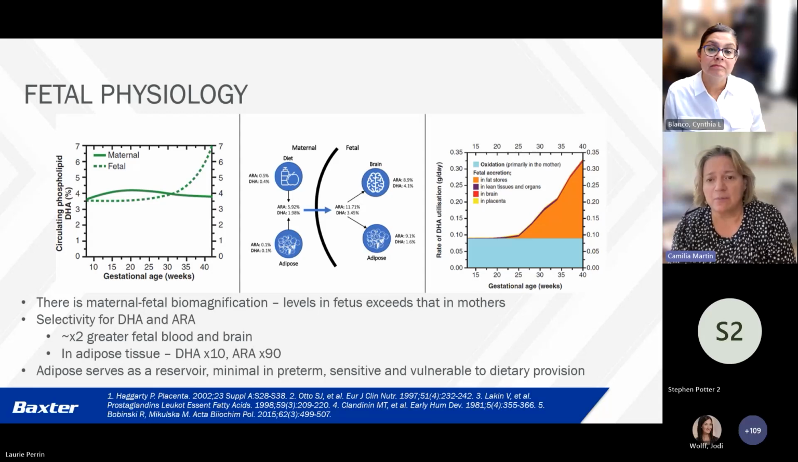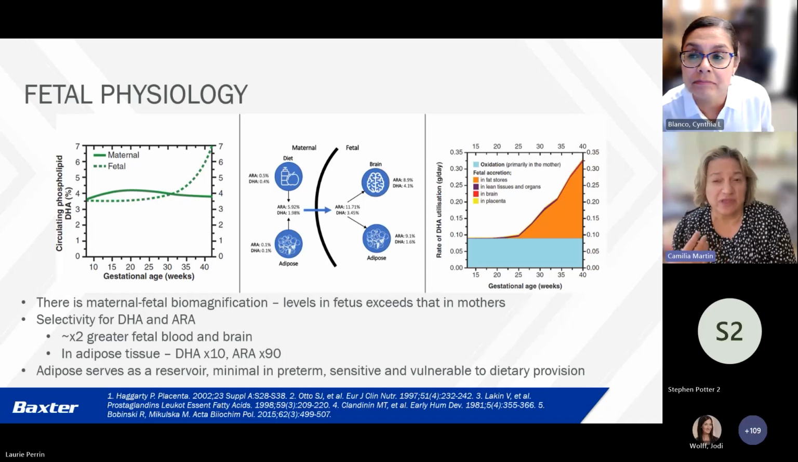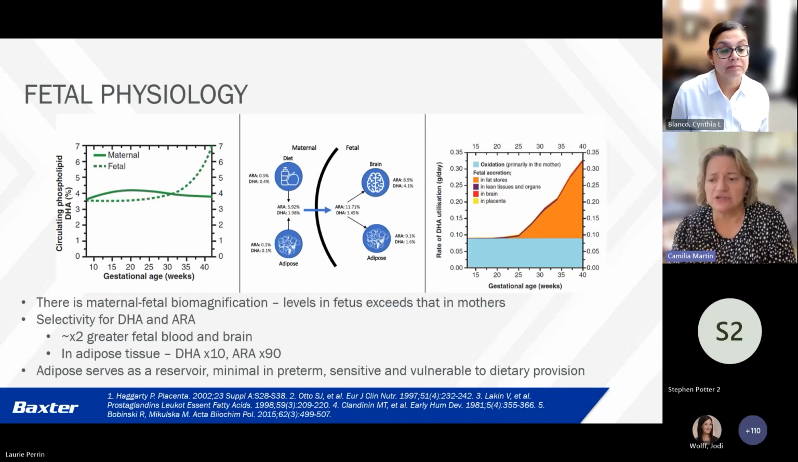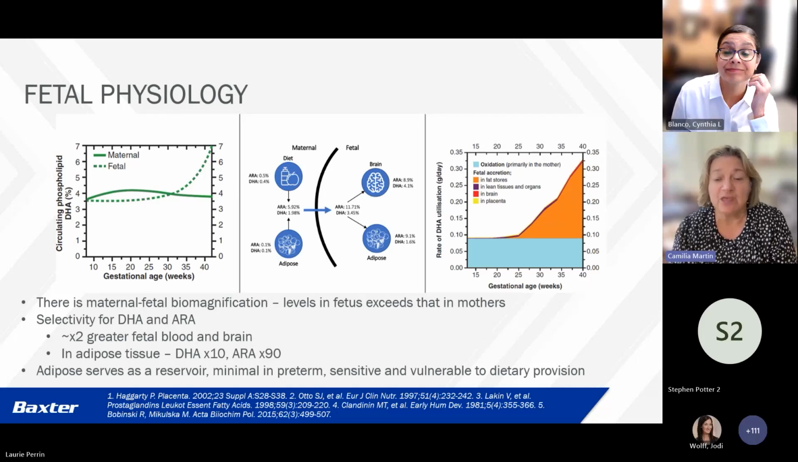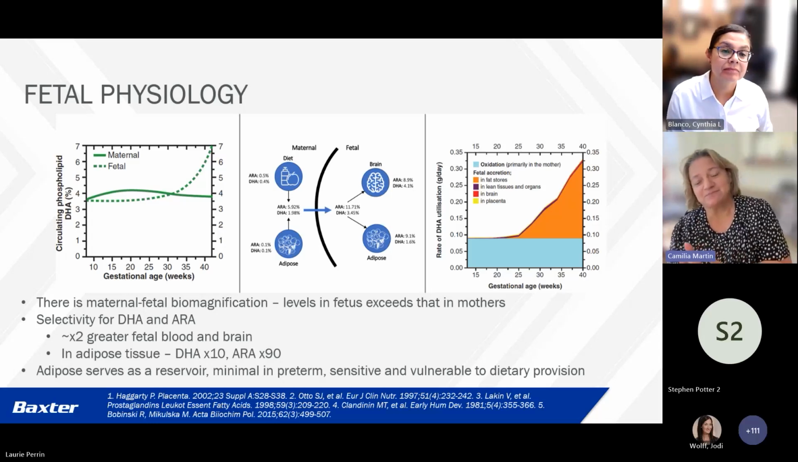On the right is just a reminder of where the accretion is occurring in the tissues, and we think about the brain and the eye and these important tissues, but what you see there in orange is the accretion in the adipose tissue and the fat tissue. This is important to consider because when babies are born preterm, we all know at the bedside, the adipose tissue stores are very small, if existent. And so preterm infants are immediately vulnerable to what we're providing in the maintenance of their fatty acid levels. So the answer there is ARA, twice as high as DHA in these fetal compartments.